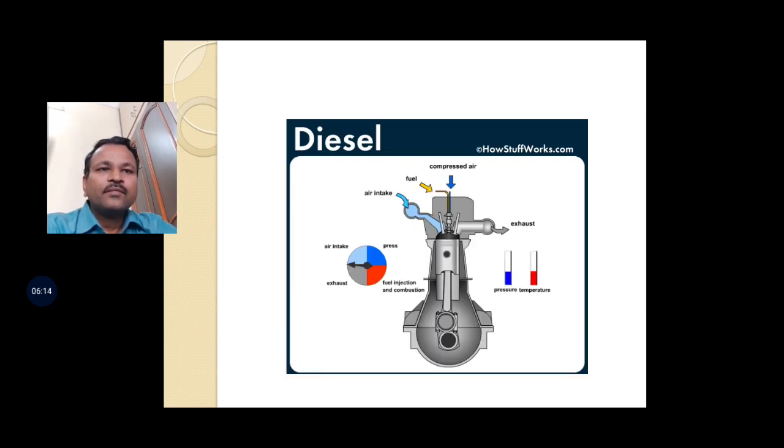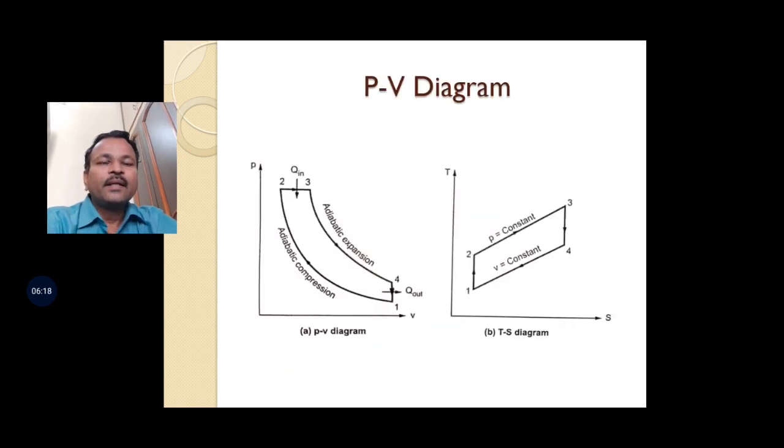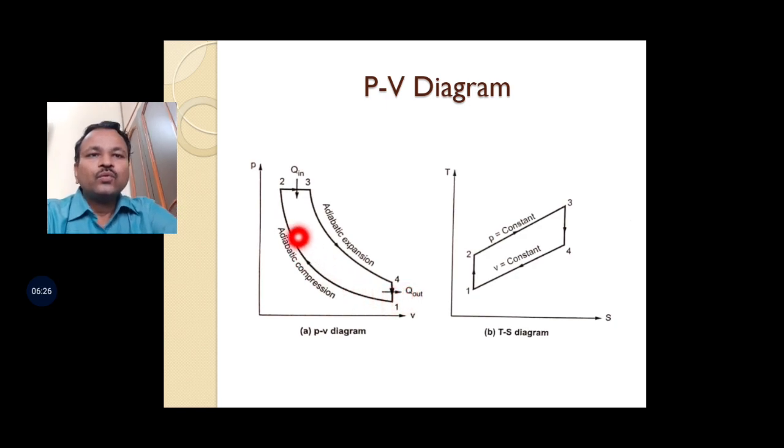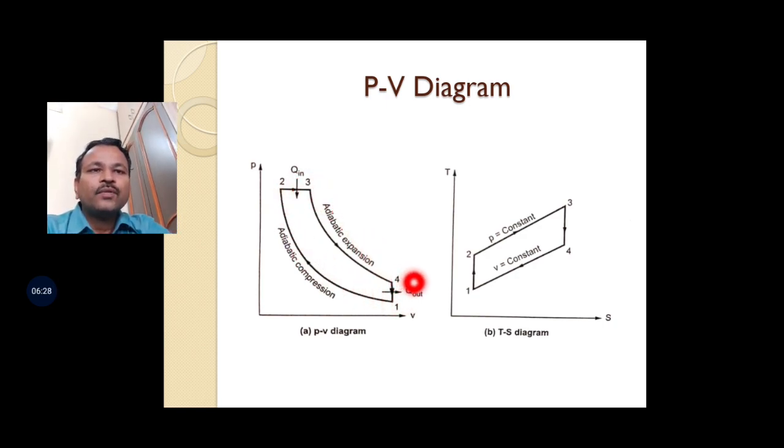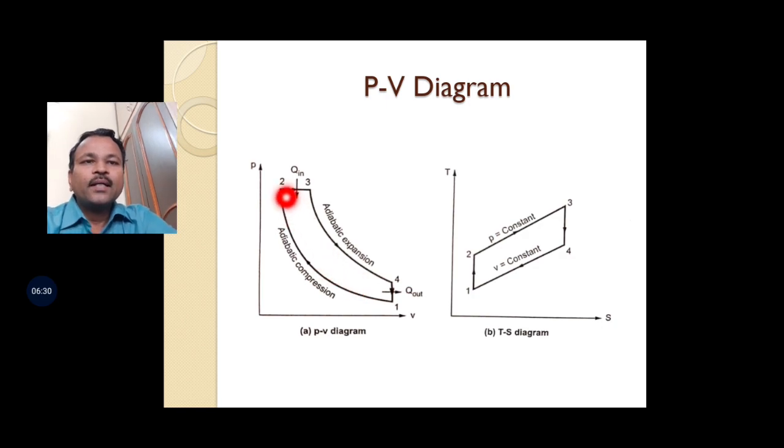So you can see the figure. Next, the PV diagram is for a constant pressure cycle. Looking at the figure here, you can see this is 1 and this is 2, 3, 4. So 1 to 2 is adiabatic compression, and 3 to 4 is adiabatic expansion. It's a constant pressure cycle.